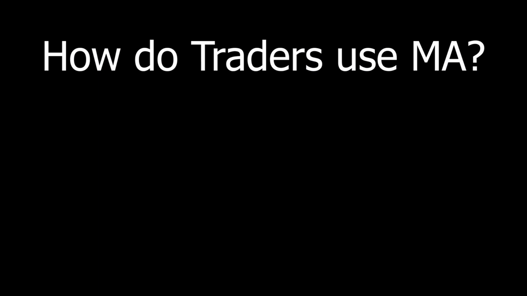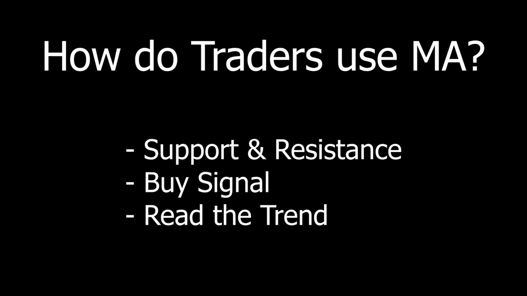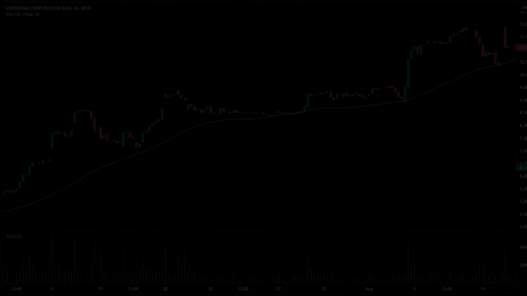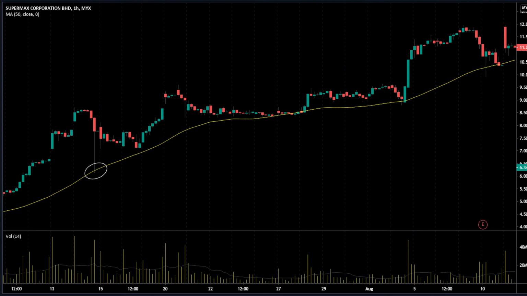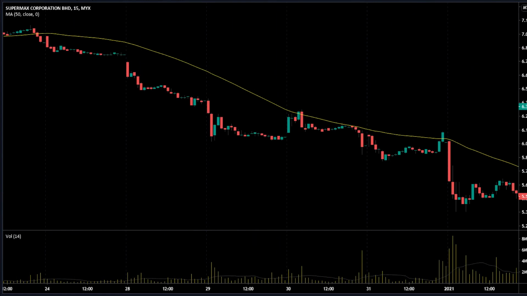So traders will use moving averages in many ways similar to VWAP. They can use it as support and resistance. Some use different moving average crossovers as buy signals, and most traders use it to read the general trend of the stock. Let me give you a few examples. You can see how this stock really respects the 50-period moving average, rebounding with strong volume every time it gets close to the moving average. Remember, it can also be a resistance, and you can see how this stock rejects the 50-period moving average every time the price approaches the line.